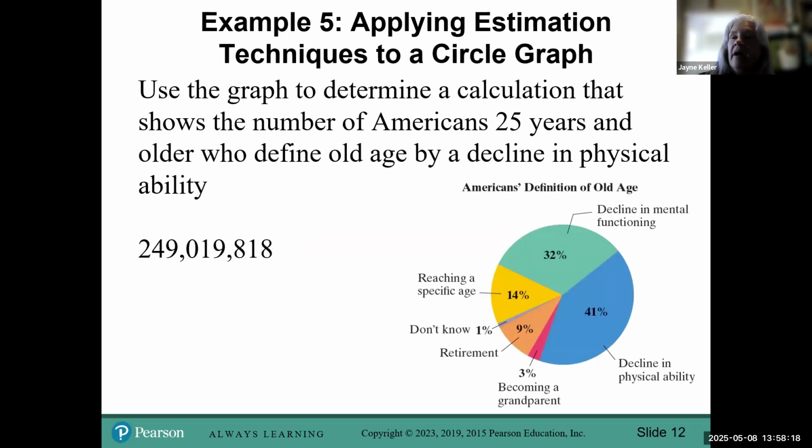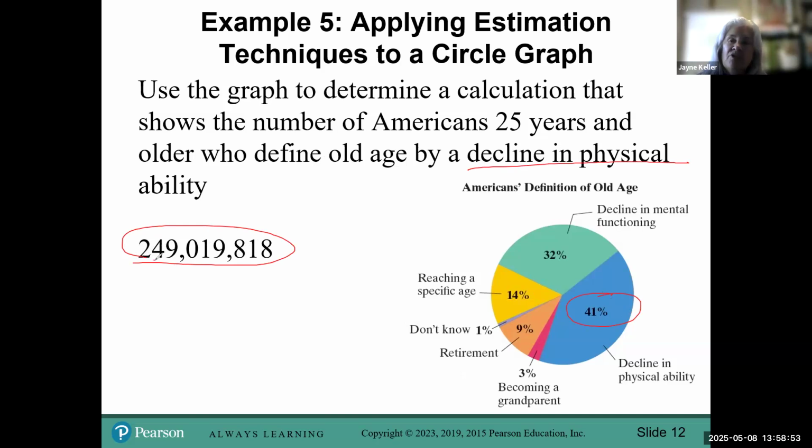Okay, so I want to estimate about what number of Americans define old age by decline in physical ability. So that's this one. What I'm going to do is round this number and this number. I have lots of choices. Rounding this to the nearest 100 doesn't help me a lot, and rounding it to the nearest 100 millions is going to be kind of a big jump.